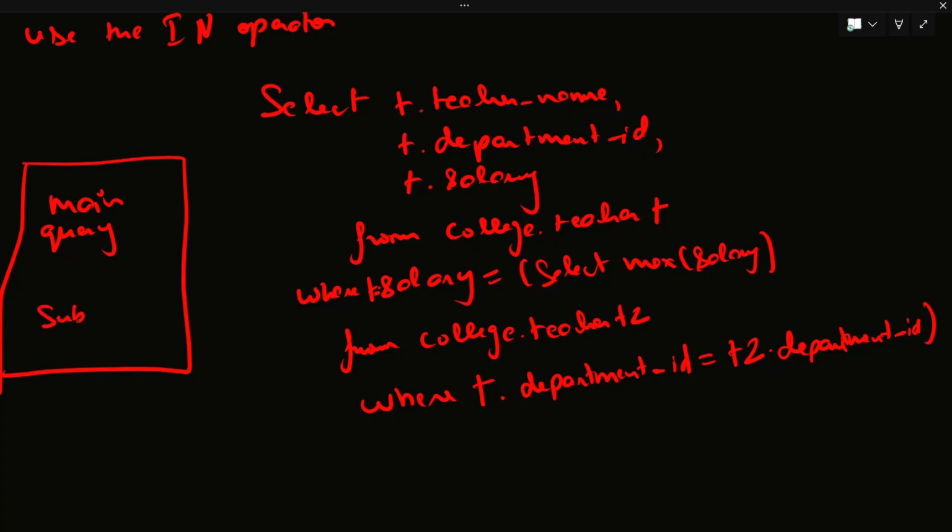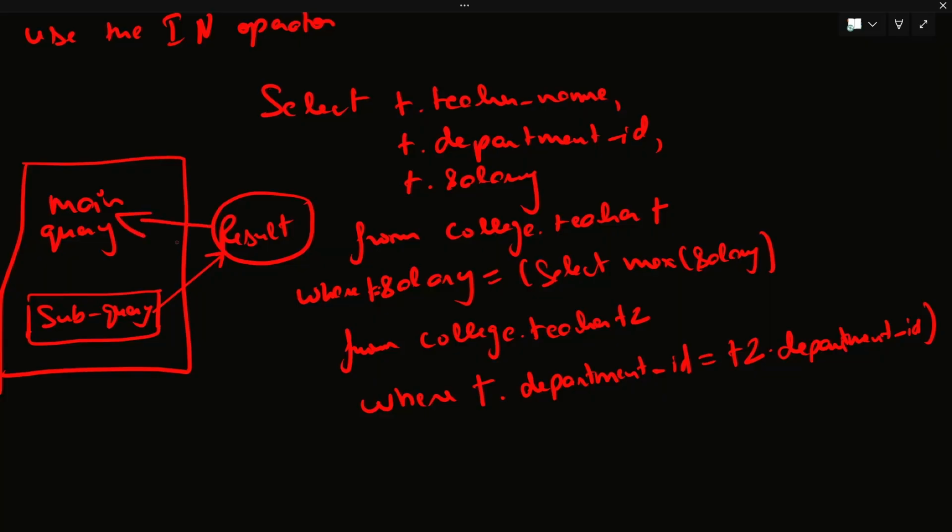This is the subquery, which is inside it, right? Whatever is the result of the subquery will be inputted into the main query. Very simple, right? So what will happen is, if you see over here, first it will get the maximum salary of each and every department, right?